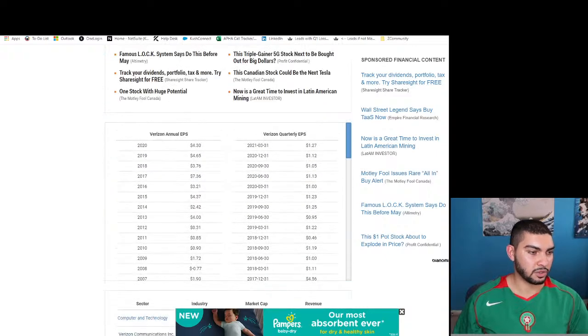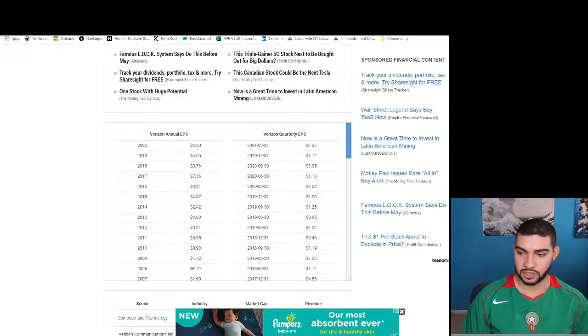And basically, we're going to do the exact same thing when it comes to the EPSs. And again, because they only give us the 2020 data point, 2021's not over yet, we're just going to input everything. 4.3, 4.65, 3.76, 7.36. I can already see a bunch of inconsistencies here with Verizon. 4.37, 2.42, 4, 0.31. You guys are seeing this too, right? I already have a feeling it's not going to be a thing. And last but not least, 0.9.